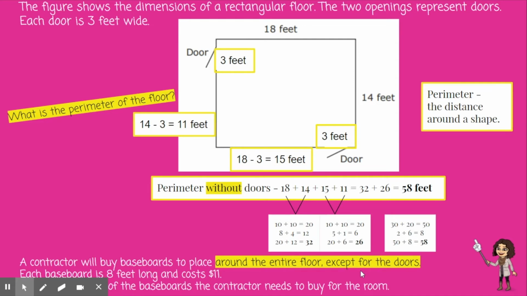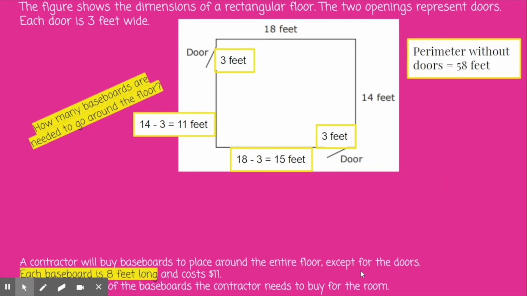And to do that, again, we can add our 10s plus our 10s and our 1s plus our 1s and bring them together. So 30 plus 20 equals 50. 2 plus 6 equals 8, and bring those together. 50 plus 8 equals 58. So we now know that the perimeter without doors is 58 feet. It's important to remember those units. So we now know the perimeter without doors equals 58 feet.